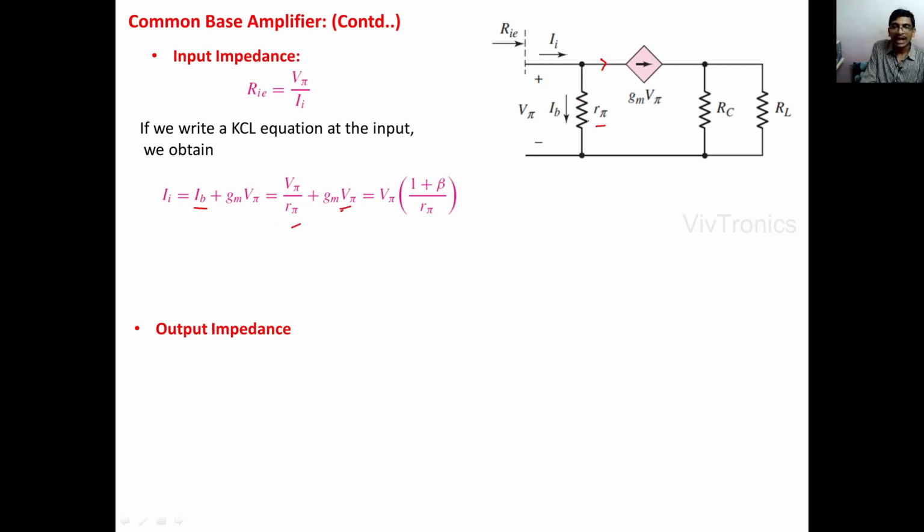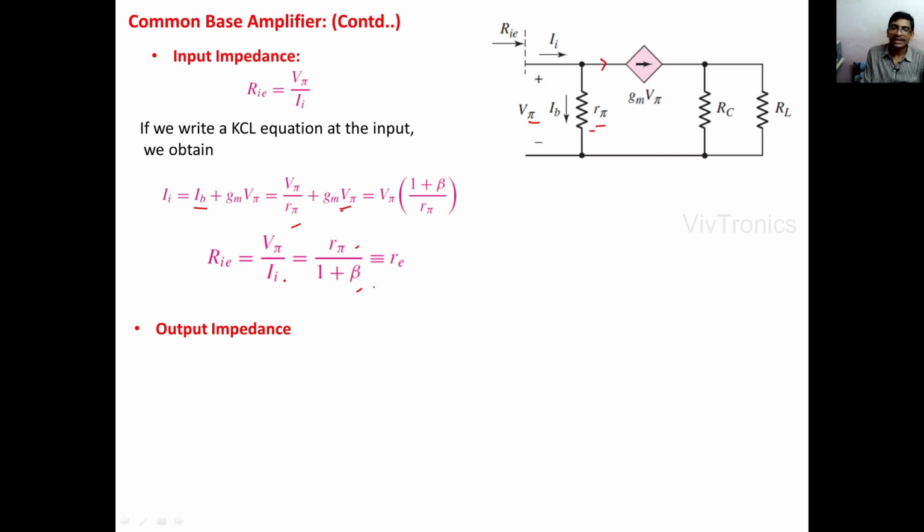And we are going to write Ia in terms of V pi. Ia is equal to V pi divided by R pi plus Gm V pi, which is equal to V pi. If you take V pi as common, we will get 1 plus beta divided by R pi. Therefore, Rie, the input resistance, is equal to V pi divided by input current, that is equal to R pi divided by 1 plus beta.